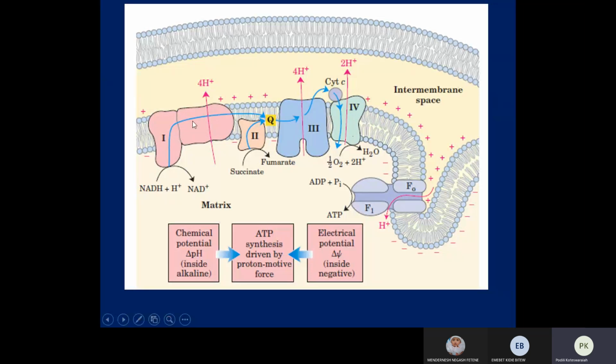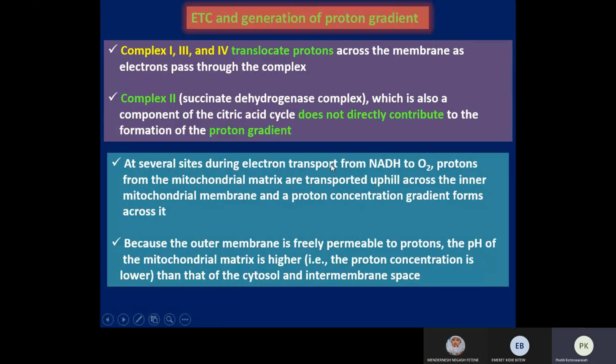So the exact mechanism of how the translocation occurs is not very clear, but complex 1 can translocate 4 protons, complex 3 causes the translocation of 4 protons, and complex 4 causes the translocation of 2 protons. These protons are translocated when one pair of electrons is transferred from NADH to the molecular oxygen. This we will make clear later.